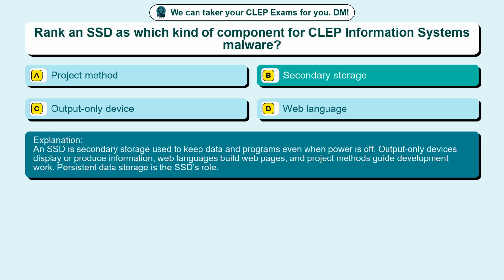An SSD is secondary storage used to keep data and programs even when power is off. Output-only devices display or produce information. Web languages build web pages, and project methods guide development work. Persistent data storage is the SSD's role.